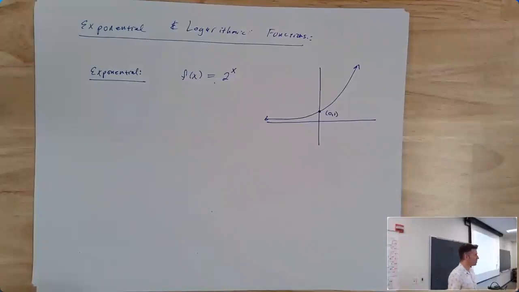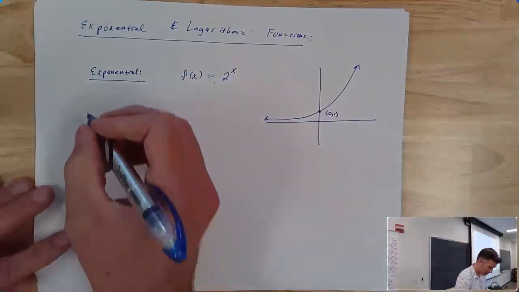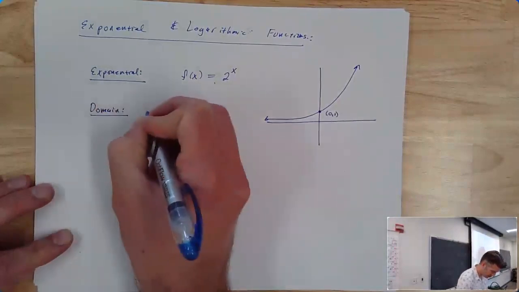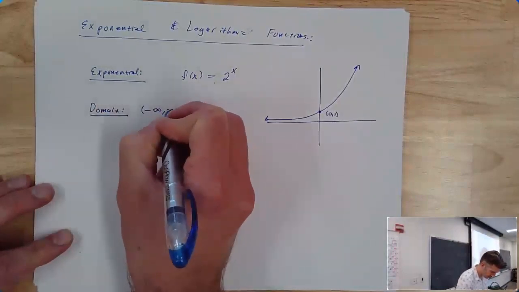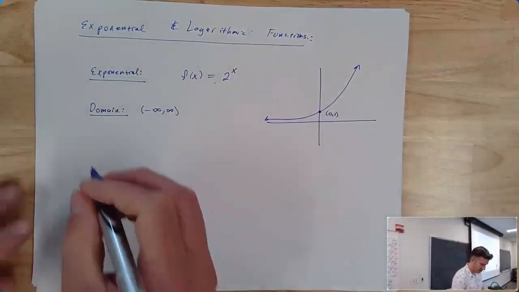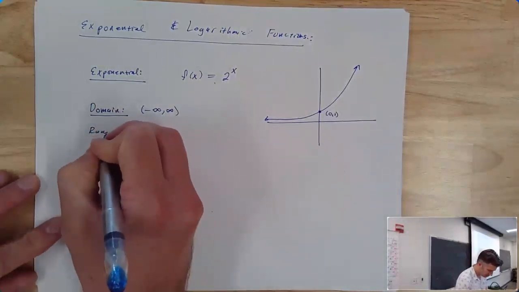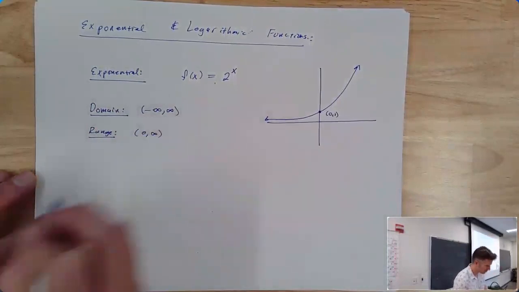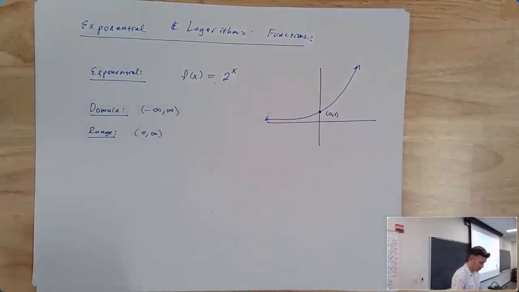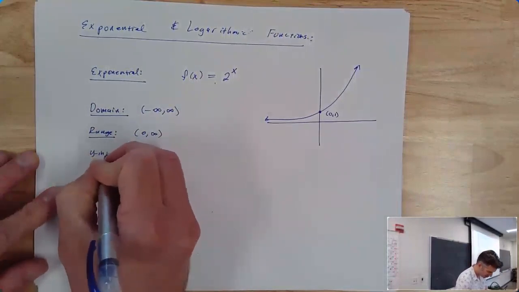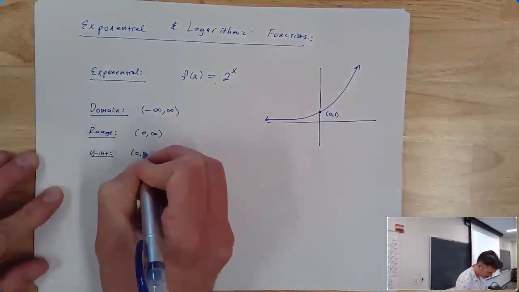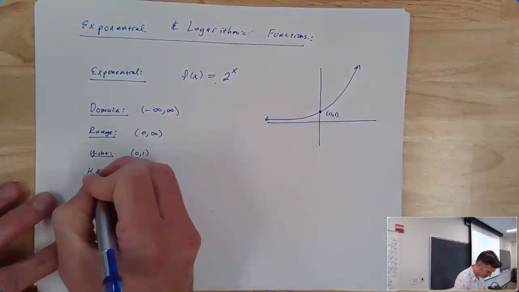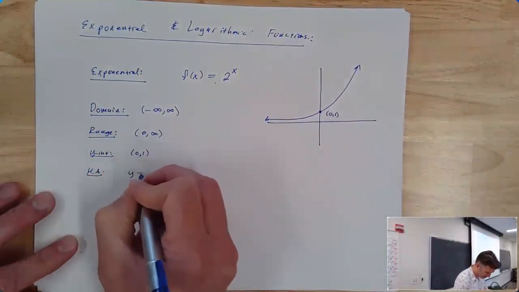And some features of this function. Its domain is everything, all real numbers. Its range, on the other hand, is not everything. It's all positive numbers. It has a y-intercept of (0, 1), does not have an x-intercept, and it has a horizontal asymptote of y equals 0.